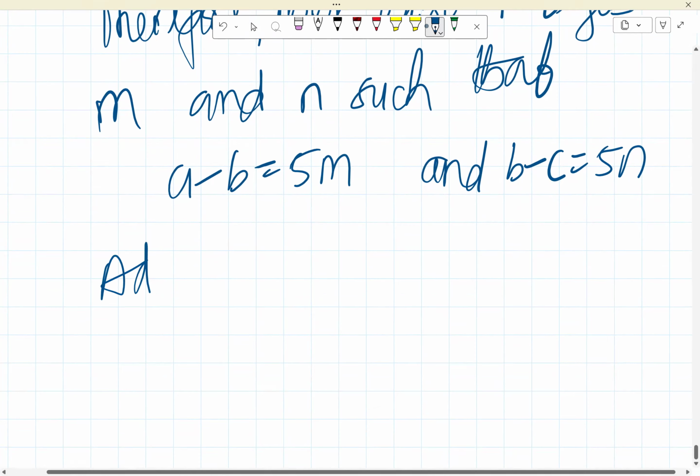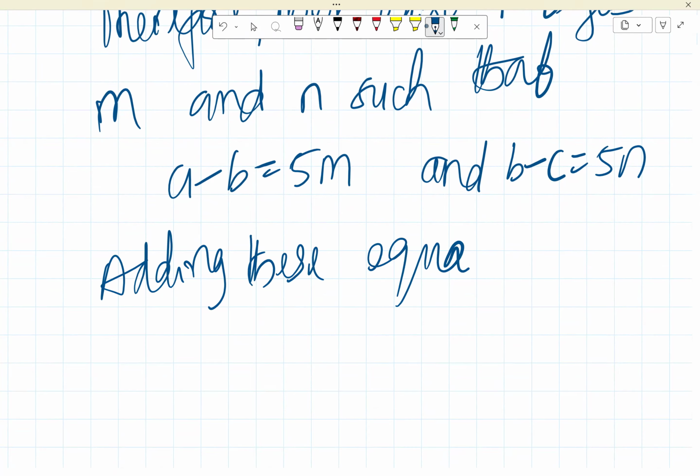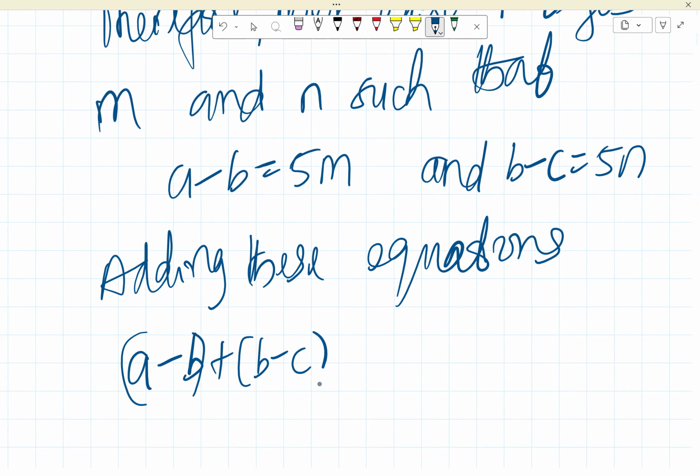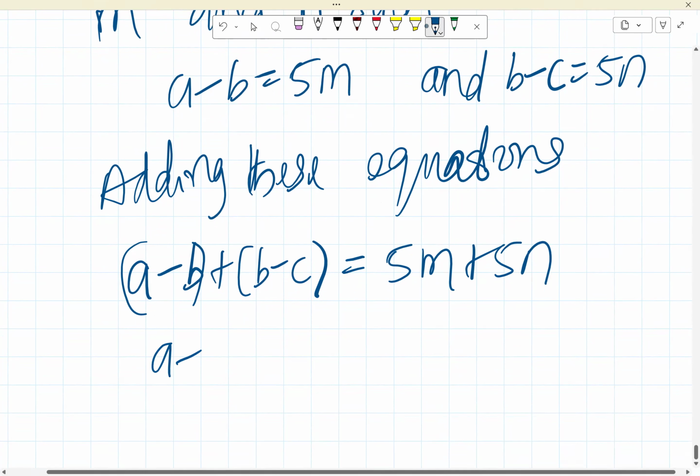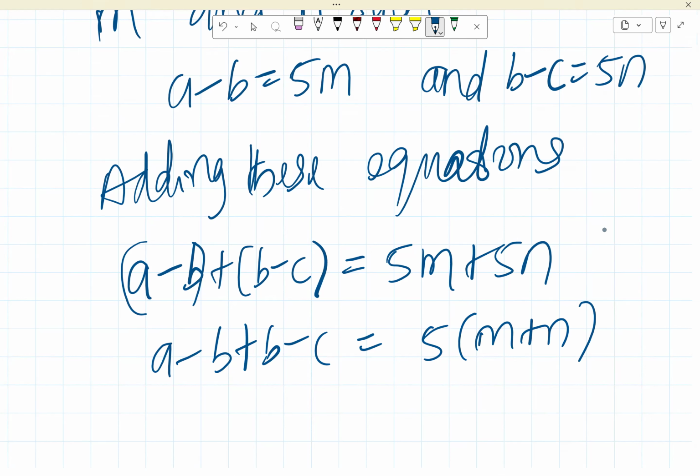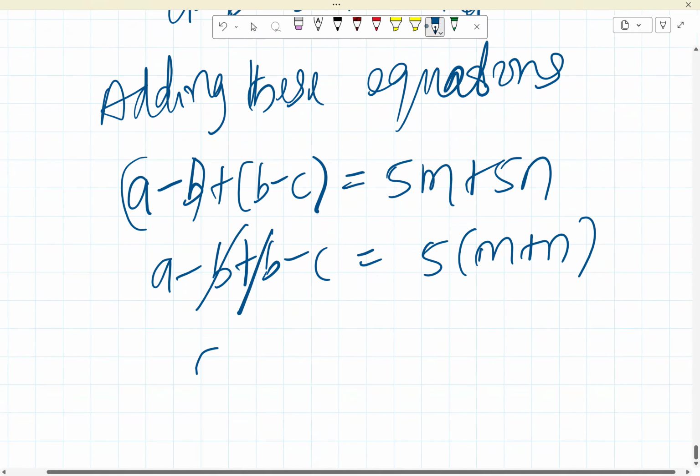So adding these equations, now we have a minus b plus b minus c, which is equal to 5m plus 5n. And we know this is a minus b plus b minus c equals 5 into m plus n. And that's the same thing as b cancels b. So we have a minus c, which is equal to 5 into m plus n.